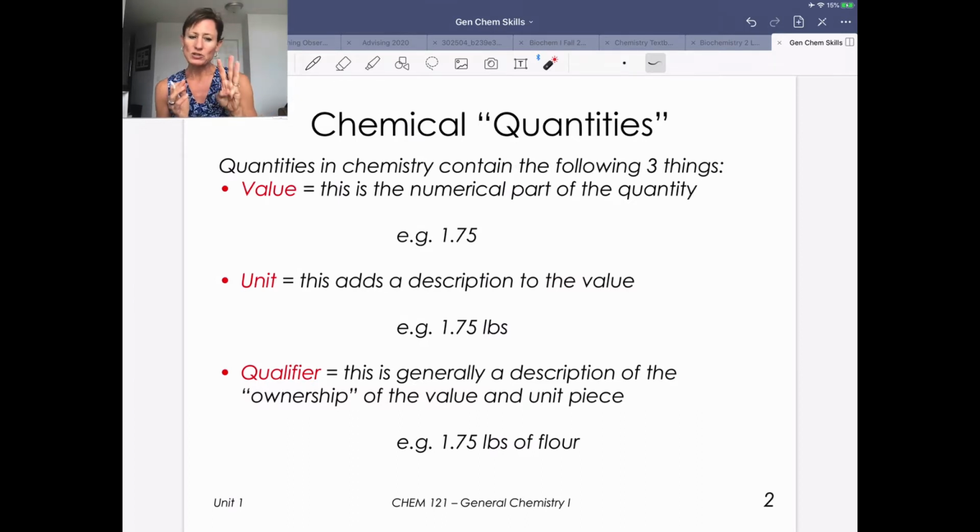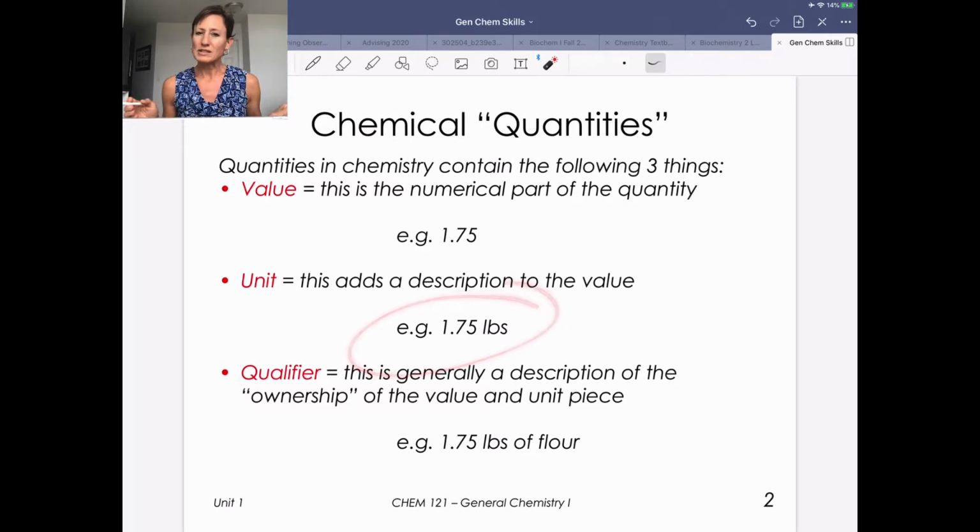So the first thing to highlight here is when we talk about quantities in chemistry, they really are going to have three parts to them. There's going to be a value. That's the numerical part of the quantity. So for example, 1.75. But 1.75 is kind of meaningless without other pieces of information. The next piece of information that comes after the value is the unit. So that adds some description to the value.